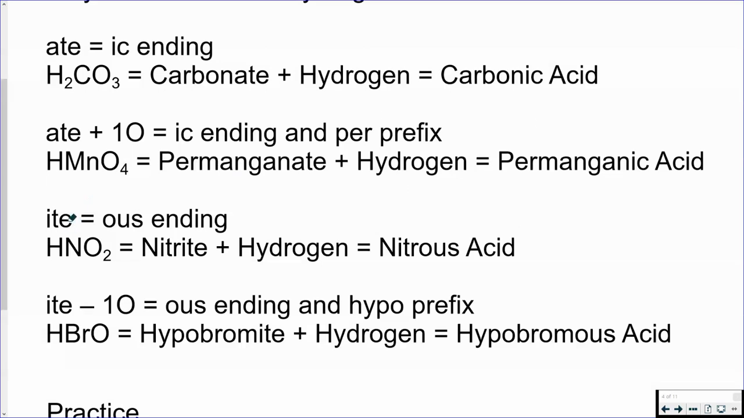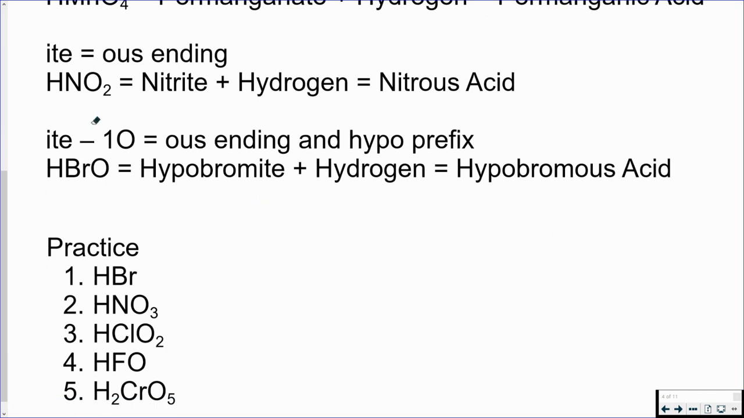Ite is one less oxygen. Ite, I ate, or Sprite is delicious. So ite goes to ous. So nitrite goes to nitrous acid. If you take another oxygen away from an ite, it becomes hypo-ite, so you take hypobromite plus hydrogen becomes hypobromous acid.